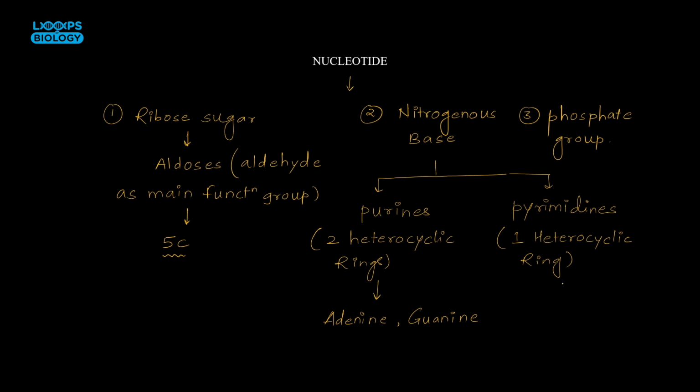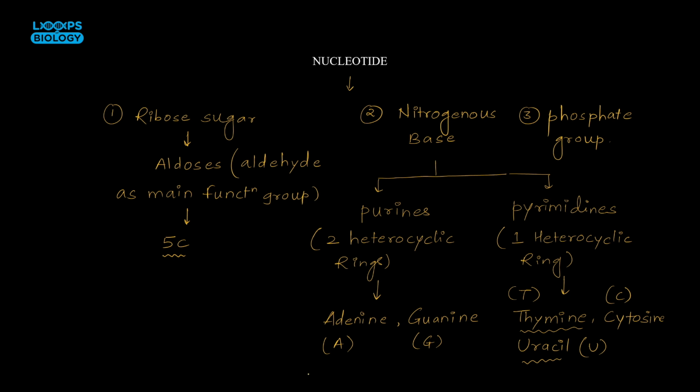And if we are considering pyrimidines, those contain thymine, cytosine, and there is going to be uracil. So this uracil is specifically used inside your RNA, while thymine is specifically used inside your DNA. The cytosine is represented by C, guanine represented by G, and adenine represented by A.